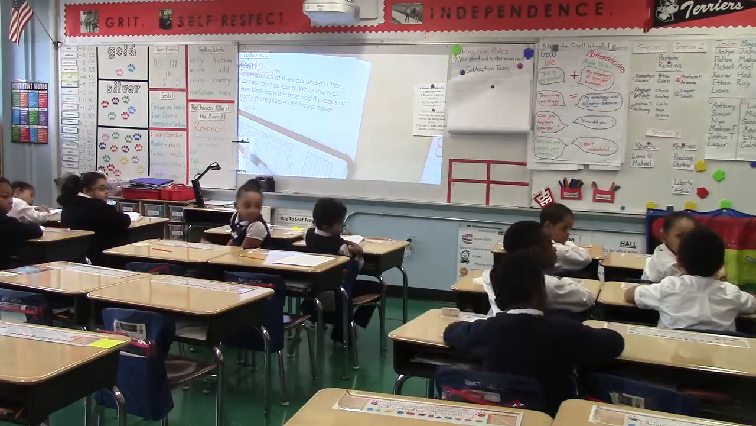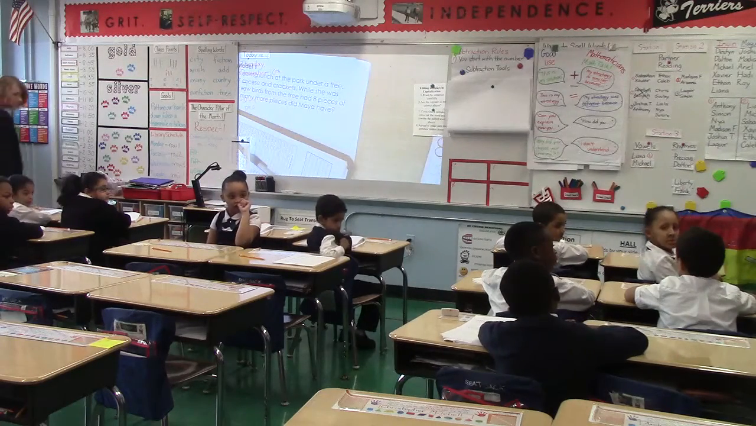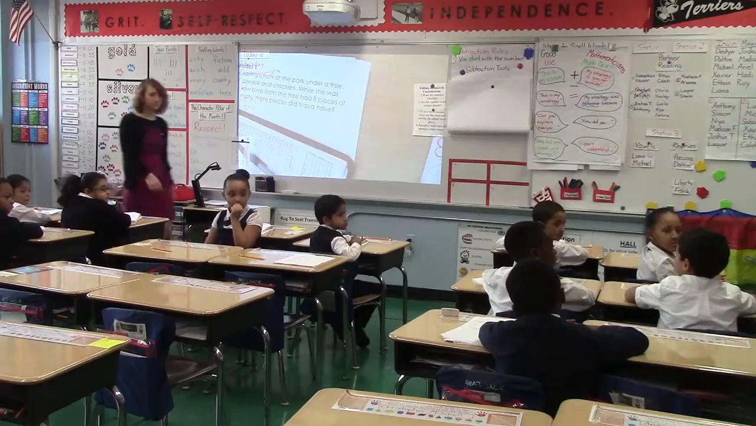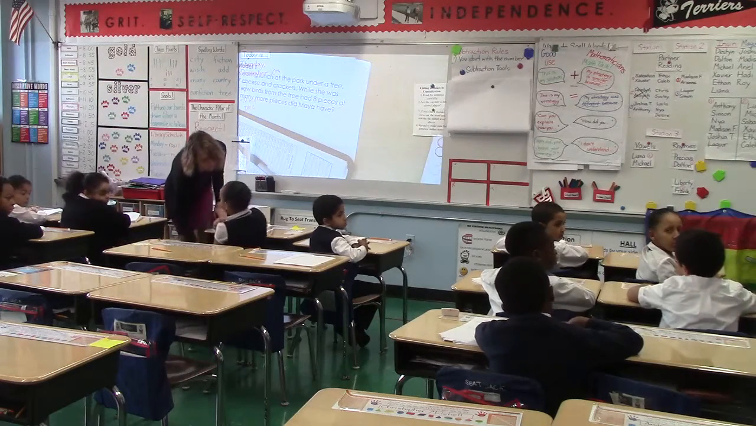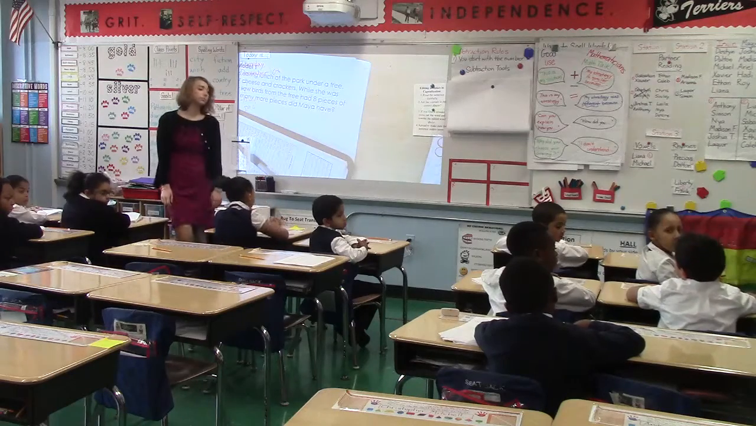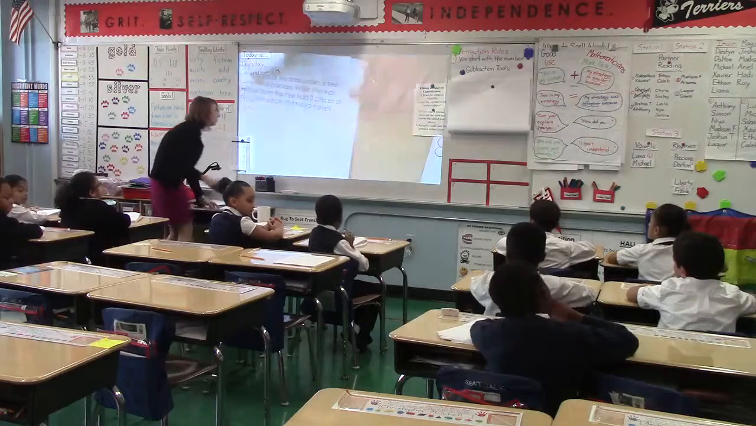Backing down through 10 is when? Backing down through 10 is when you have the greater number and then. You're right. You do start with the greater number. And what do you do?